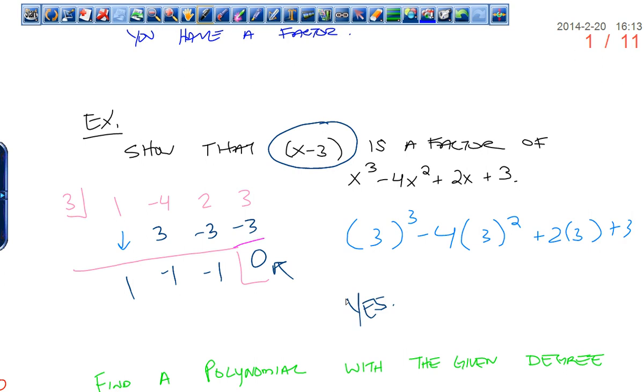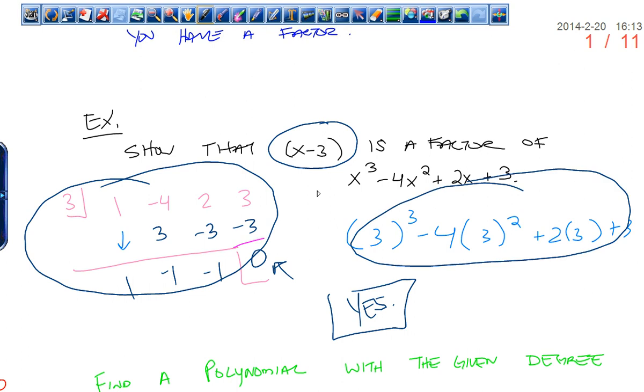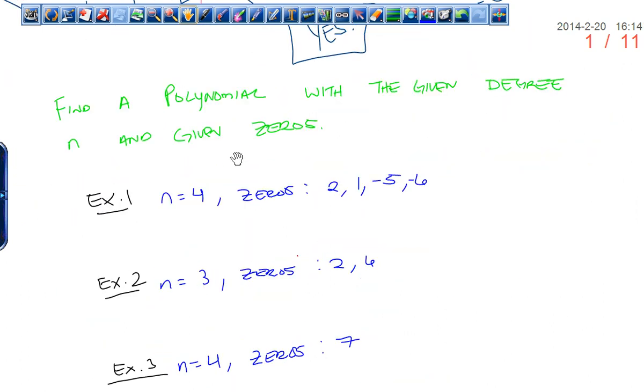Now showing that is either with synthetic division or with the remainder theorem. And so that equaling 0, that would be showing that x minus 3 is a factor. If you don't do that, you haven't proven anything. You've got a 50-50 shot, yes or no. The last thing on here is finding a polynomial with given degrees and the given zeros.